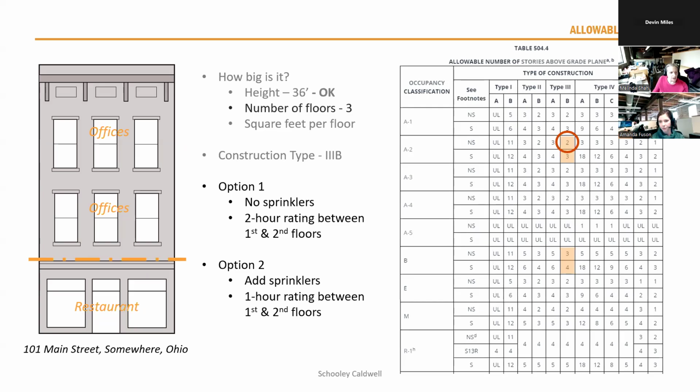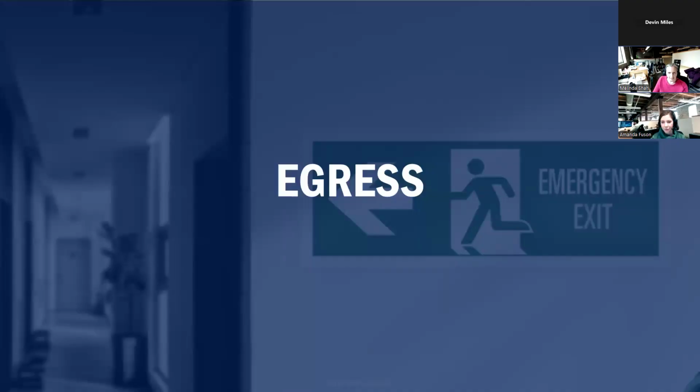But if we change to restaurant and things like that, you may need to add sprinklers. Adding sprinklers also allows us to go from a 2-hour rating between these two uses to a 1-hour rating, which is much easier to achieve. Also, sprinklers in restaurants are generally just a nice added bonus. So, moving on to getting people out.